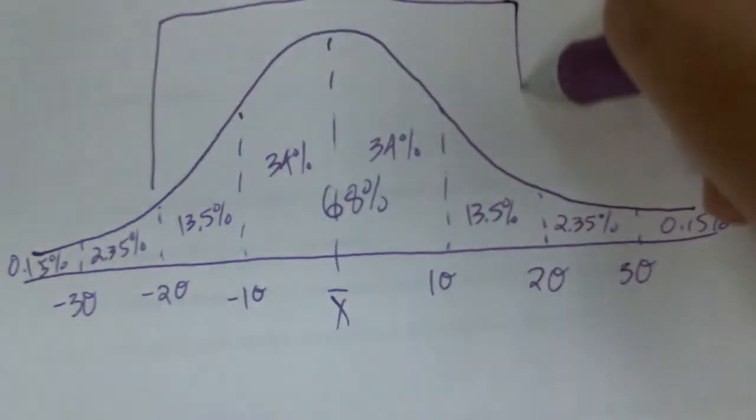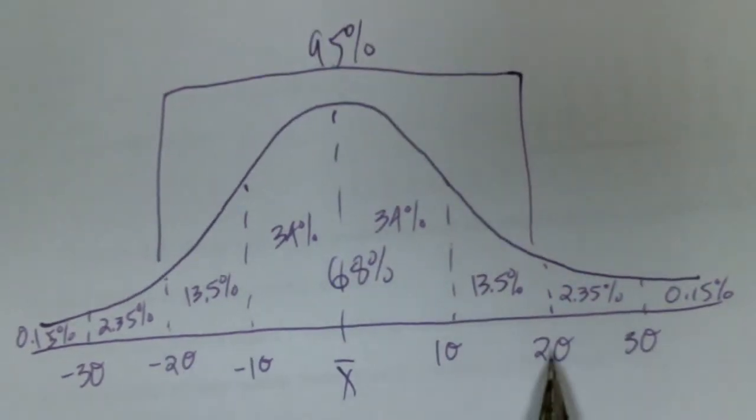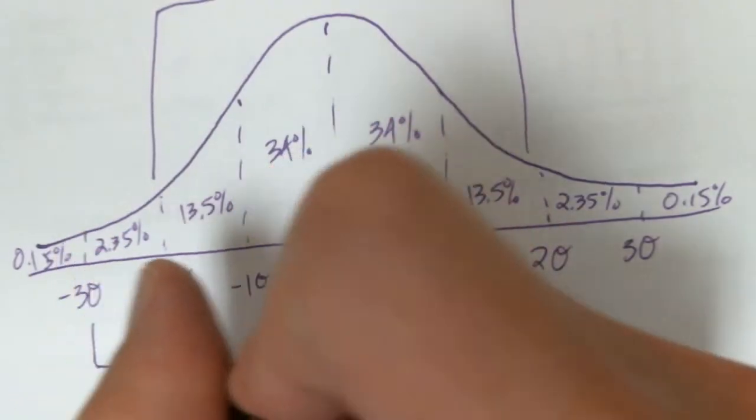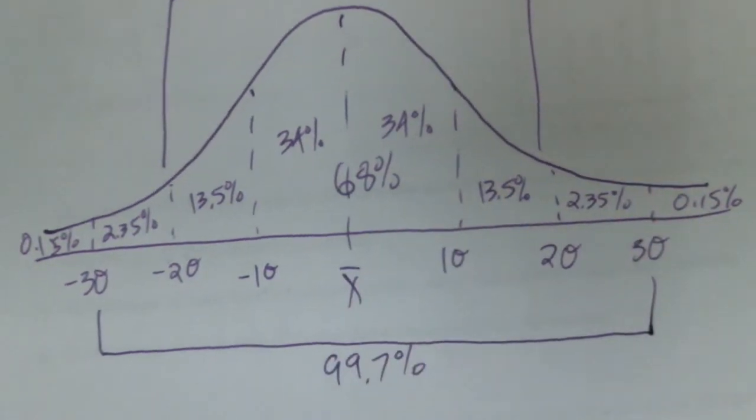95% of the data, if you recall, is within 2 standard deviations of the mean, negative 2 standard deviations on the low side, 2 on the high side. And then finally we have the 99.7% number, which is within 3 standard deviations above and below the mean.